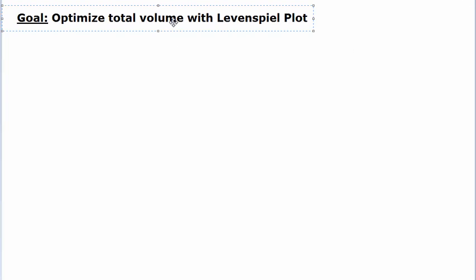Okay, so last time we came up with the design equation for each of the three reactors that we'll be using for most of the course. This time let's try to optimize the total volume we need for a reaction, and we're going to do that with the Levenspiel plot.